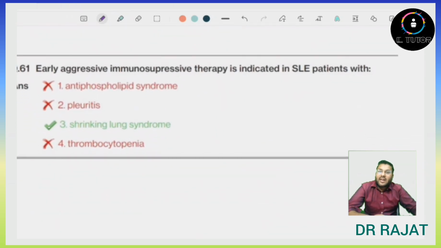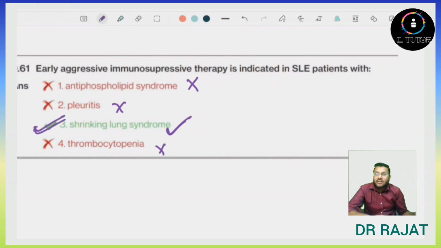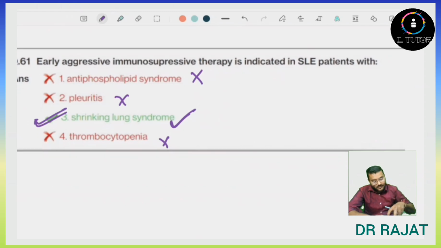Next question is, early aggressive immunosuppressive therapy is indicated in SLE patient with: first option is Apla syndrome, no. Pleuritis, no. For the shrinking lung syndrome, yes. It is a fatal condition. So in this condition, early aggressive immunosuppressive therapy should be indicated. Thrombocytopenia, no. So option number C will be the correct answer because it is a fatal condition and can lead to the death of the patient.